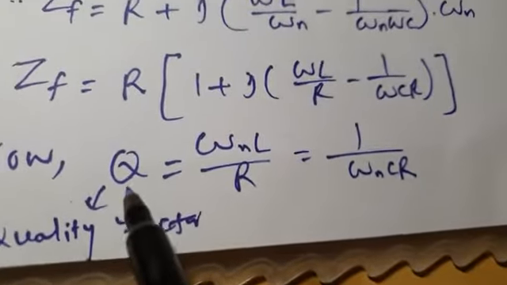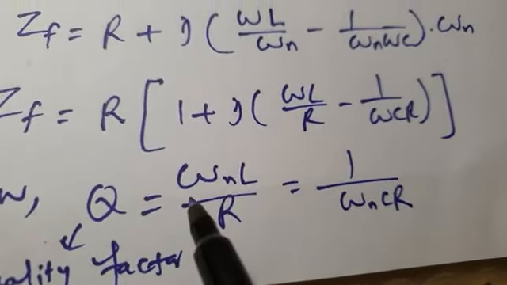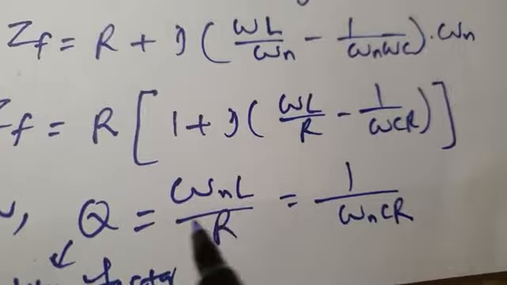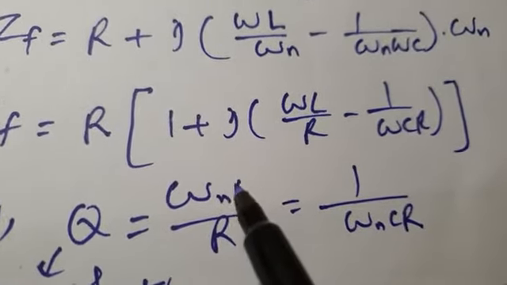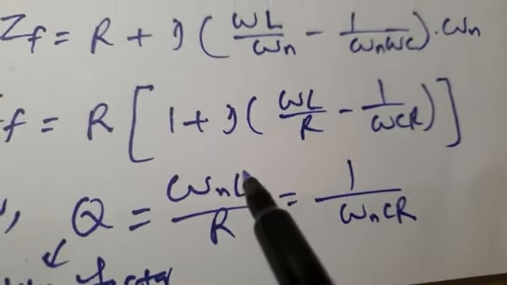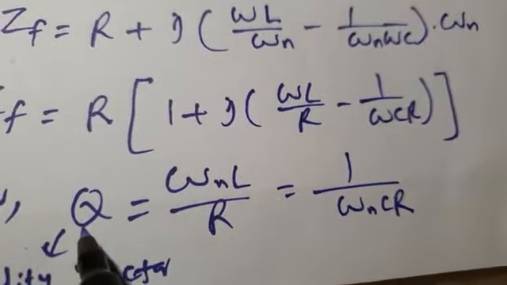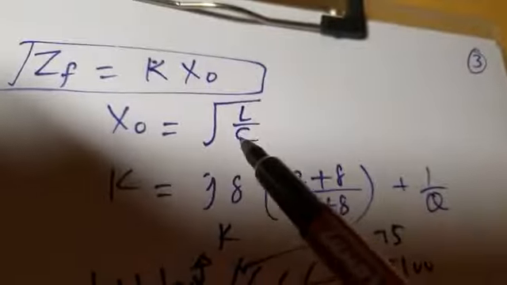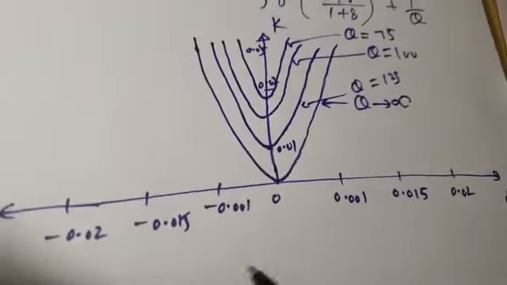And once you know the filter impedance, you can know L and you can know R. How do you know L and R? Because your quality factor is omega n L by R. Omega n is the harmonic frequency at which you are resonating your filter. L you know and R you can find. Once you know L, omega n, and the quality factor, you can find R. Once you know R, then from this equation you can find C. This is how you design the filter. So this is the design of a single tuned filter.